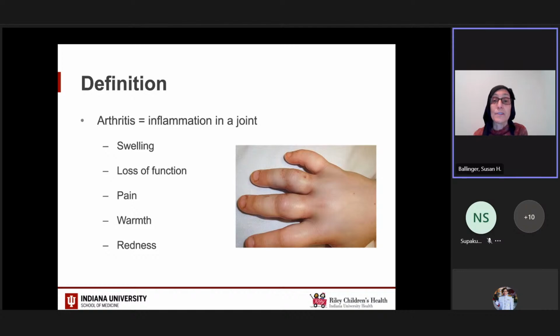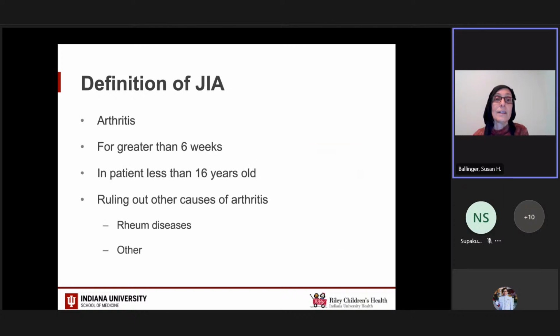The definition of arthritis, just to get very basic, is inflammation in a joint. We can see swelling, loss of function, pain, warmth, and redness. In kids with juvenile arthritis, the top 2 things we see are swelling and loss of function. The pain, warmth, and redness is often seen in other etiologies of arthritis. JIA by definition is arthritis in a joint for greater than 6 weeks in a patient less than age 16.